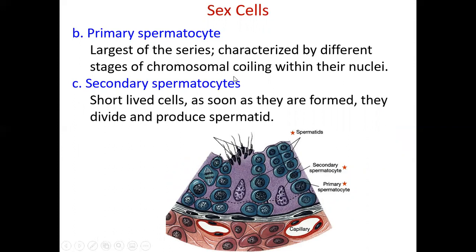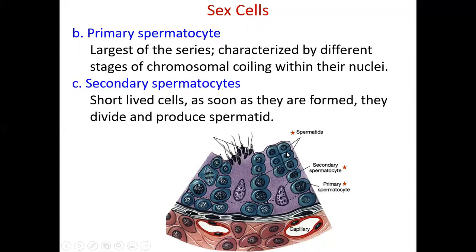Different stages of chromosomal coiling are located within their nuclei. And then we proceed with the secondary spermatocyte. The secondary spermatocyte is a short-lived cell. As soon as it forms, it will divide further and produce a spermatid.